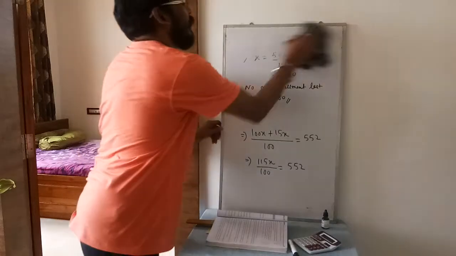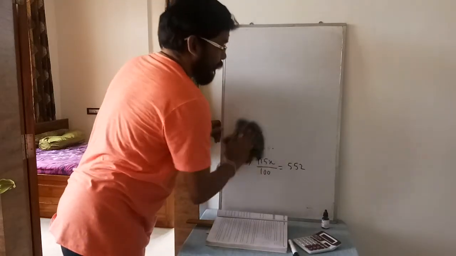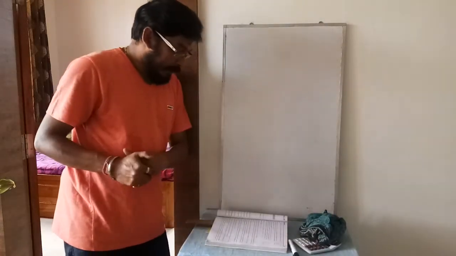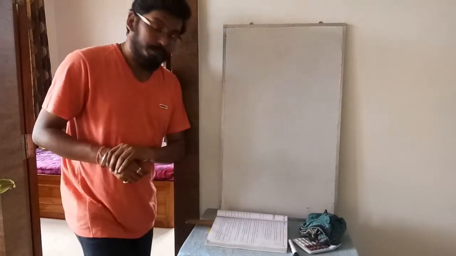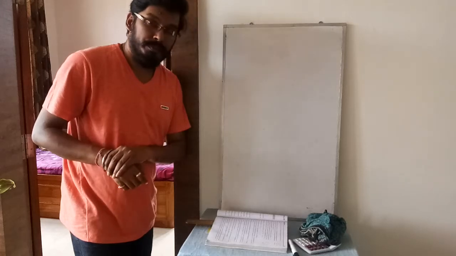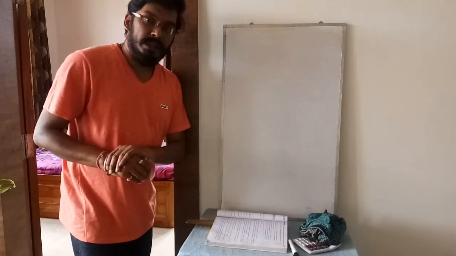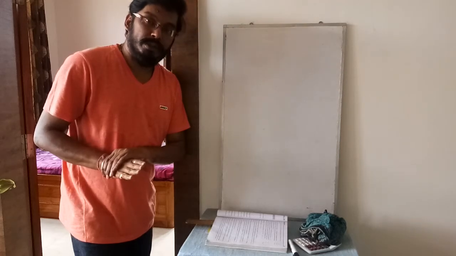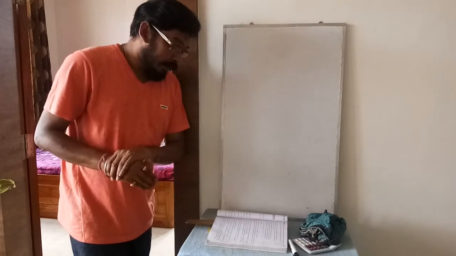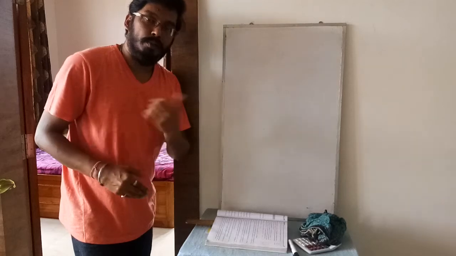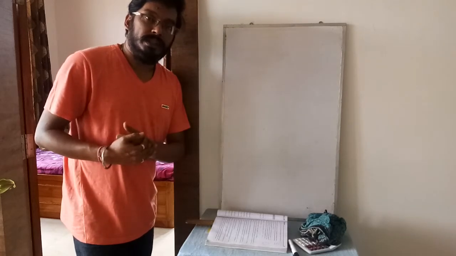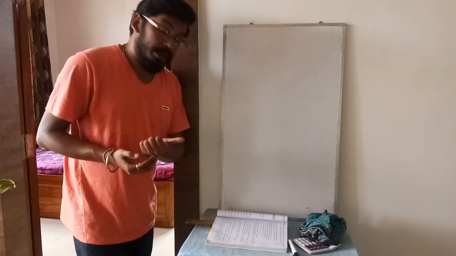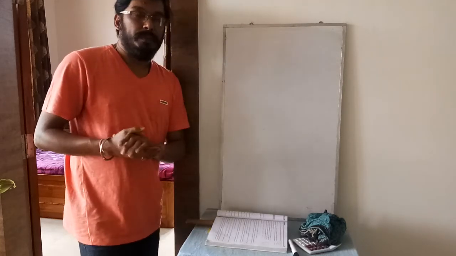Question number 23. This is the last sum of exercise 7b. A fruit vendor buys some oranges at the rate of rupees 5 per orange. So some oranges he has purchased. Price of one orange is rupees 5. His cost price of one orange is 5. He also buys an equal number of bananas. Whatever the number of oranges he has purchased, the same number of bananas he has purchased.